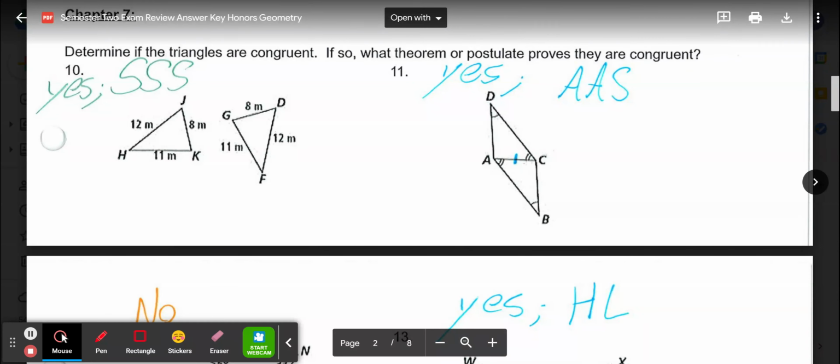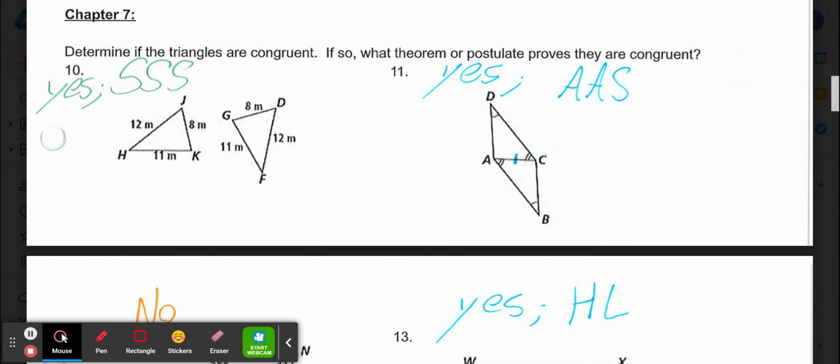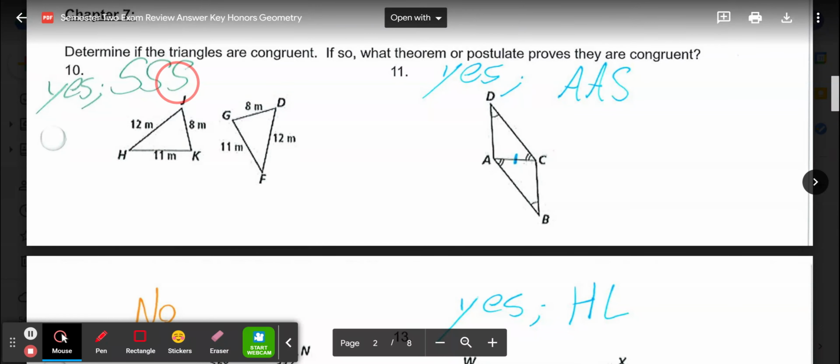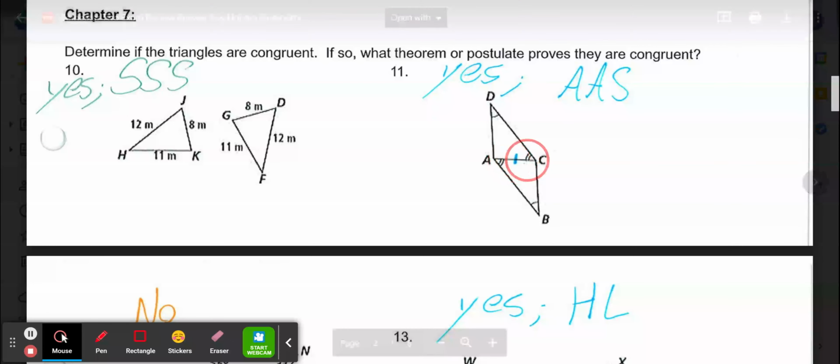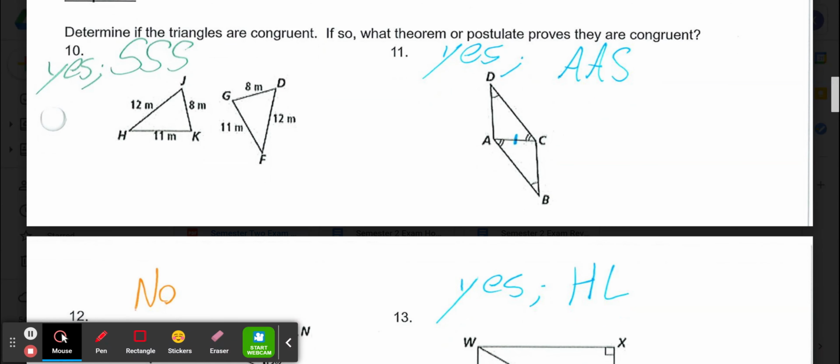In 10, 3 sets of corresponding congruent sides, so it'd be side-side-side congruence. In 11, we have the shared side that's congruent, and two sets of angles. So we'd have angle-angle-side congruence.